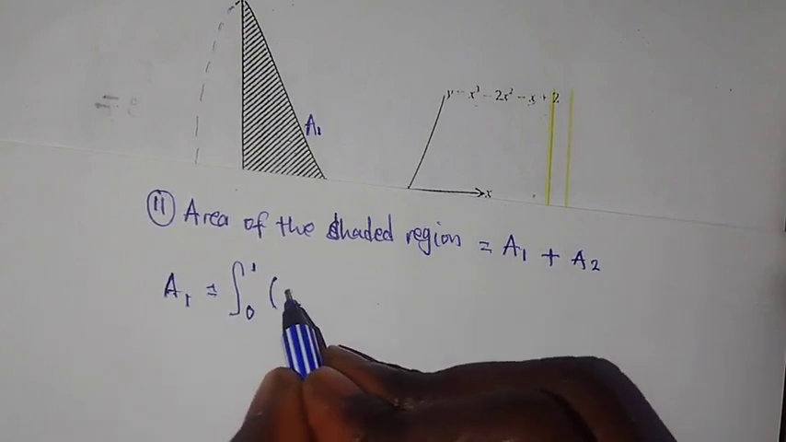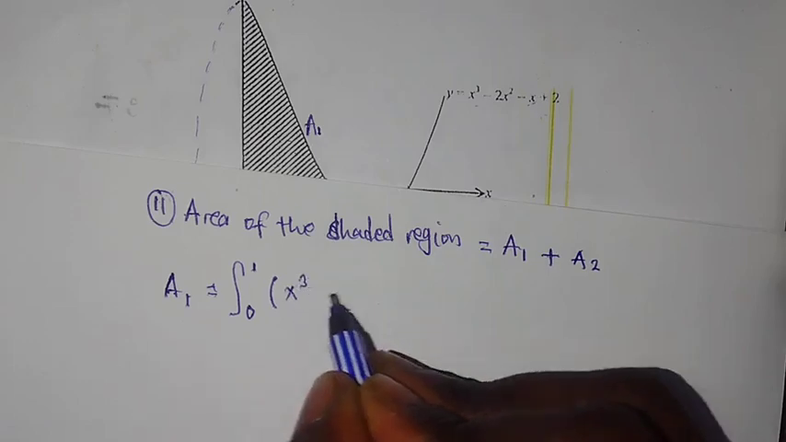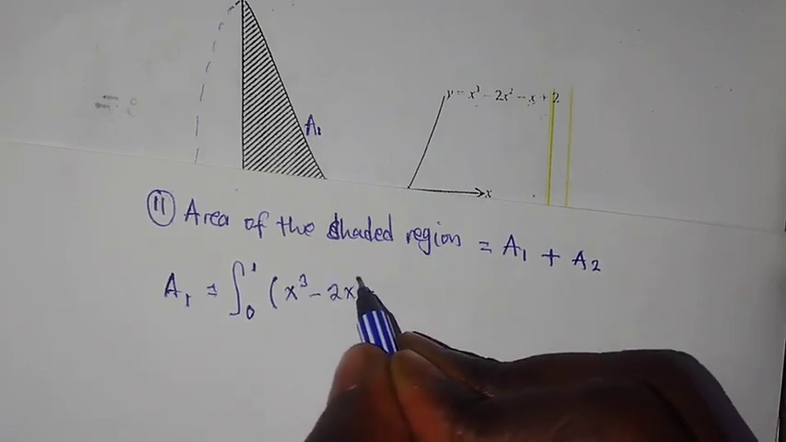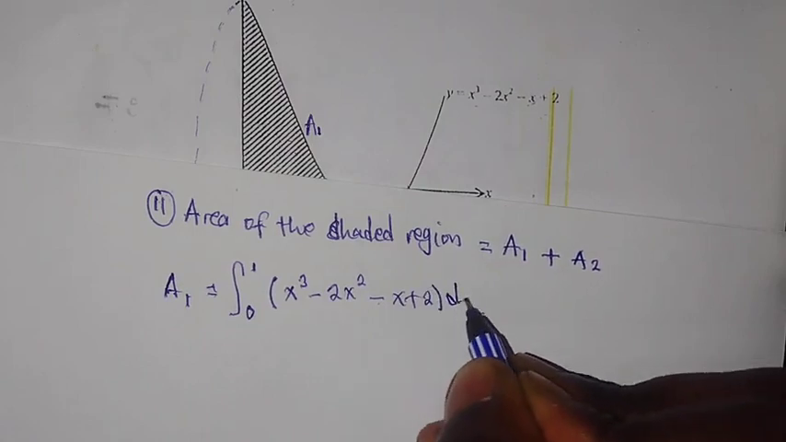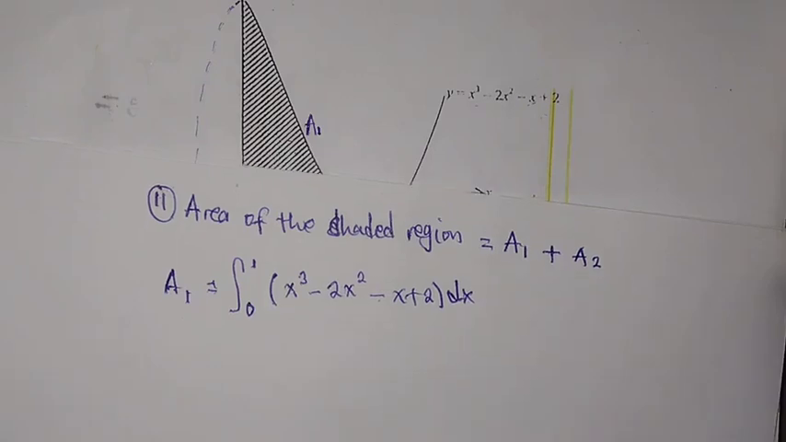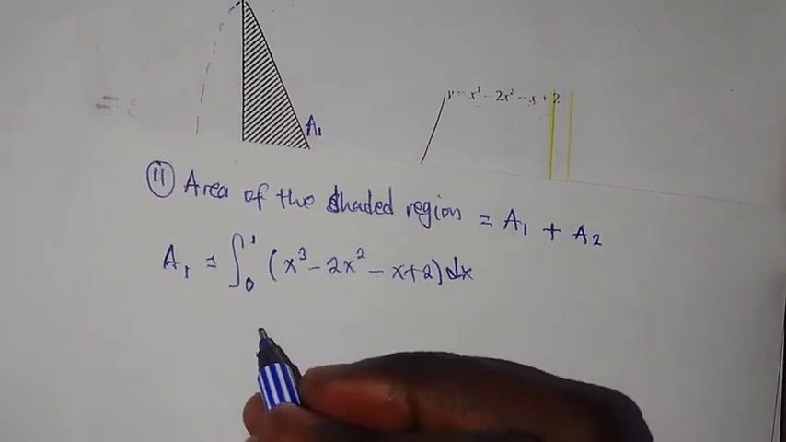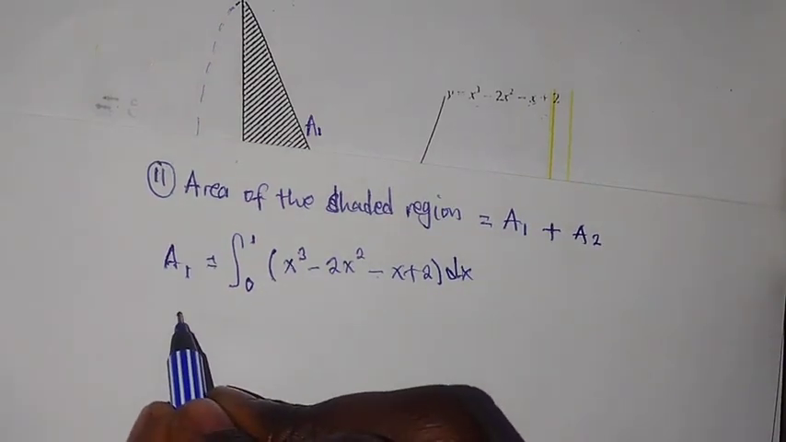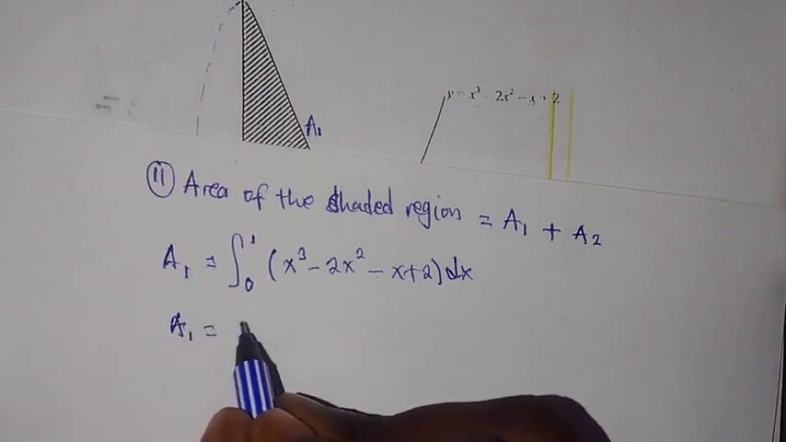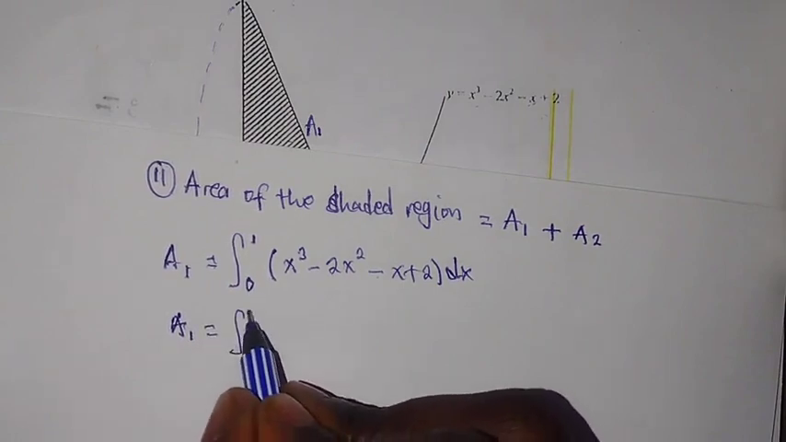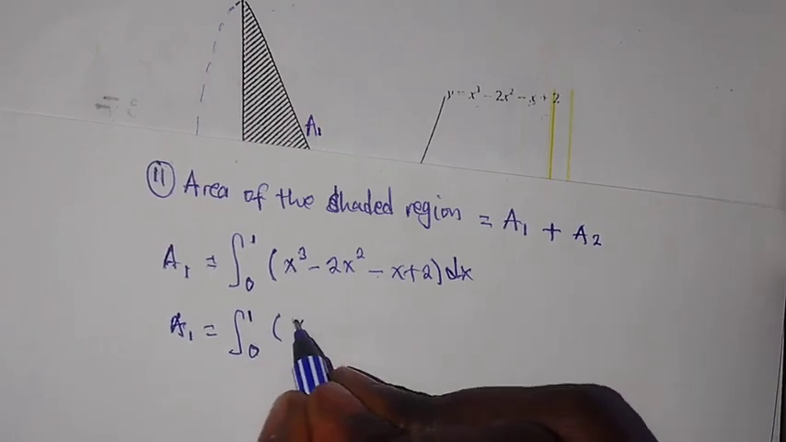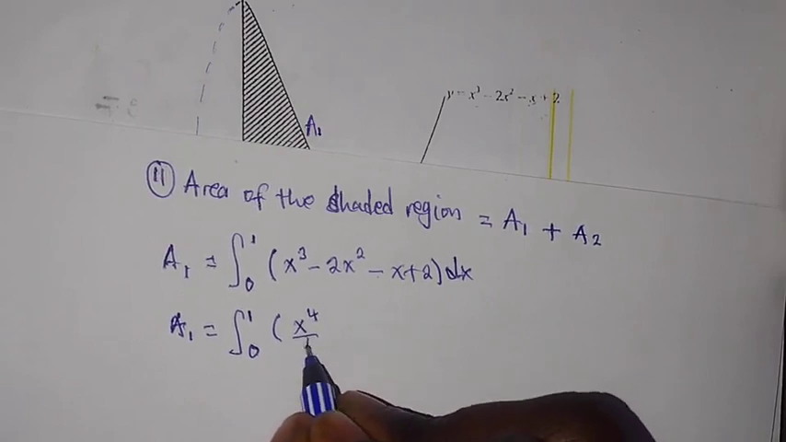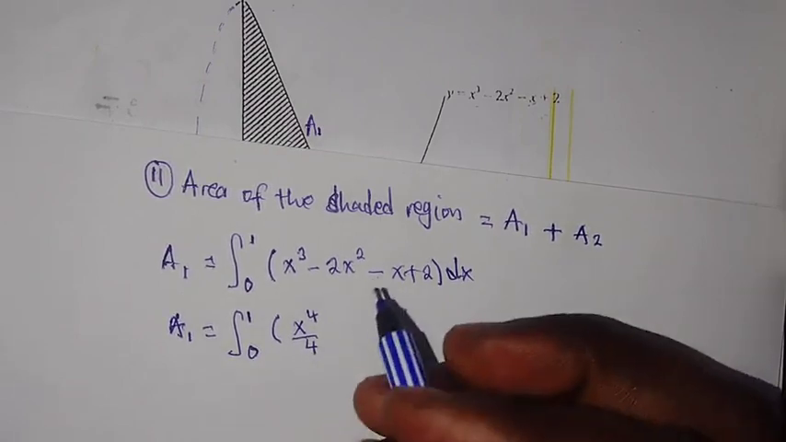Then we have this function, which is x power 3 minus 2x squared minus x plus 2. We need to integrate this function, then we substitute. So we are going to say area 1 is equal to the integral of, so this one will be x power 4 over 4. So we know the basics of integration.